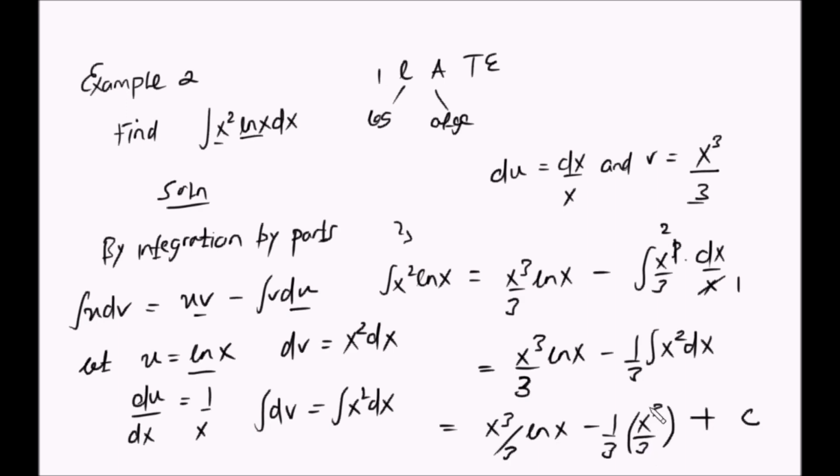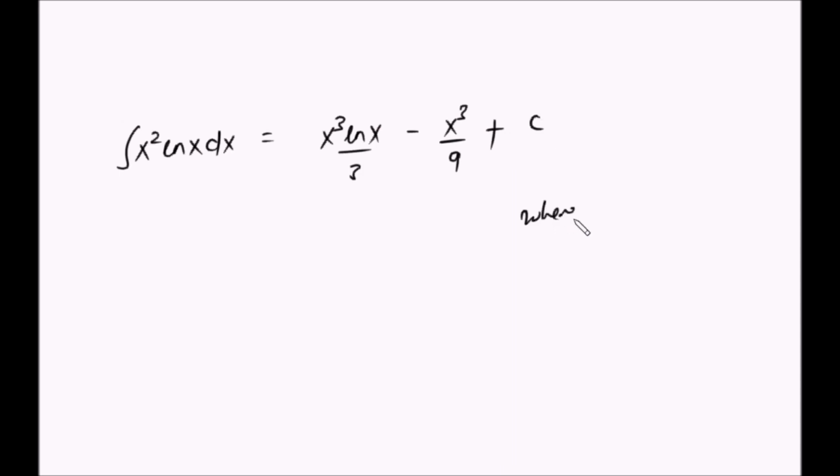Kwa hiyo kumbe kwa kutumia integration by parts, I see kwamba nikiintegrate x squared ln x with respect to x napata x cube times ln x over 3 minus x cube times 1 over 3, ni x cube over 9 plus c, where c is constant. So hii ndo integrals of a logarithmic function. You just use integration by parts.